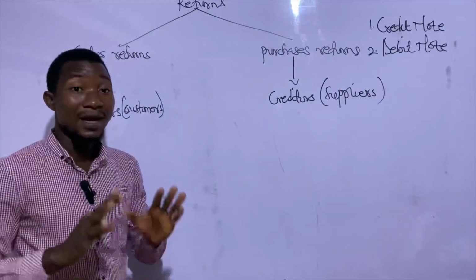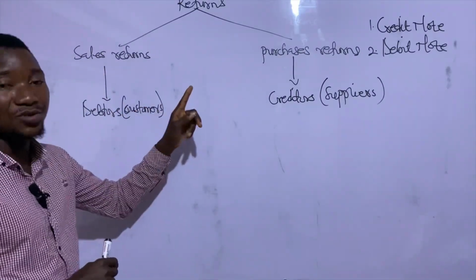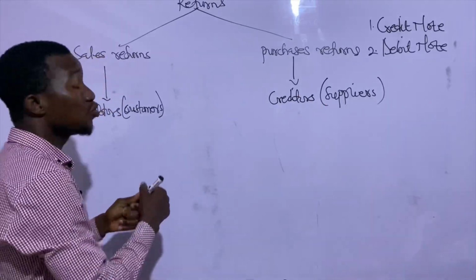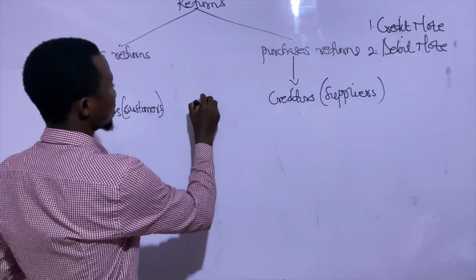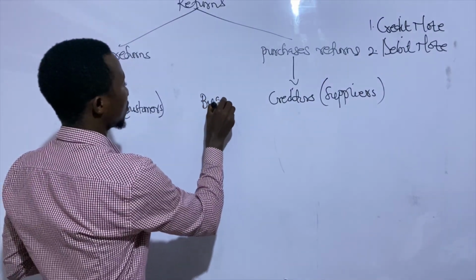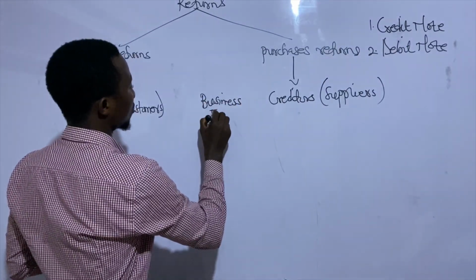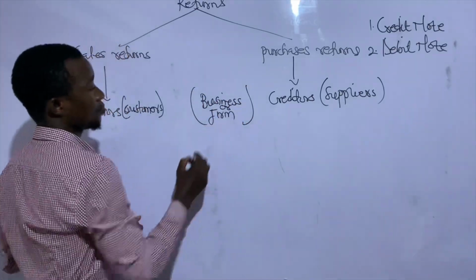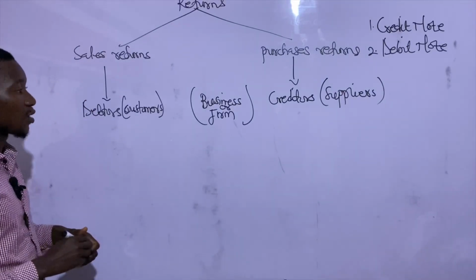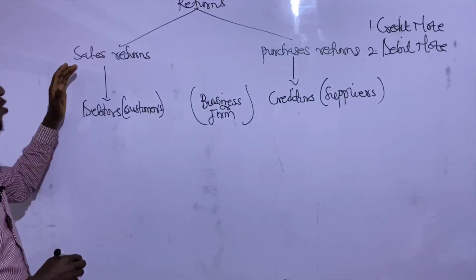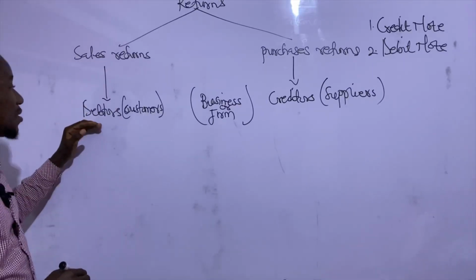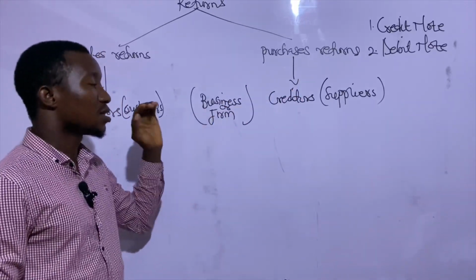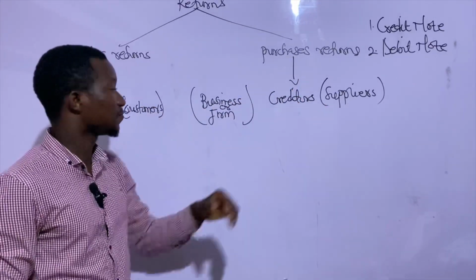Good. And listen, because the customers return to a business or a firm, and the firm also returns to a creditor or supplier, I'll put an intermediary at the middle called business or firms. Business or firm. Is that okay? Good. So what we are saying is that for sales returned, it is the customers that return to business. But for purchases returned, it is the business that returns to their suppliers or creditors.